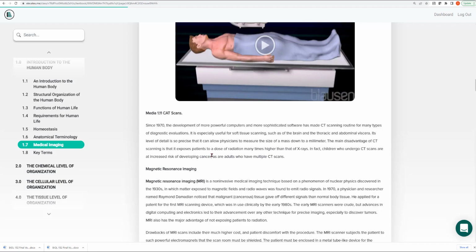CT scans are also great for looking for solid tumors. So CT scans are sometimes used to see cancers, solid tumor cancers.